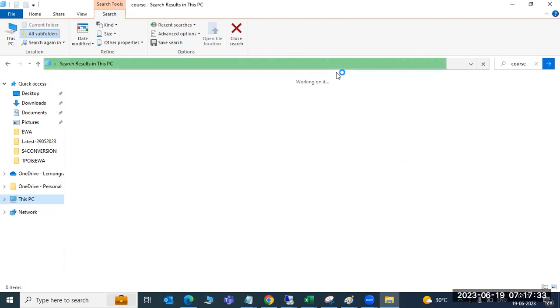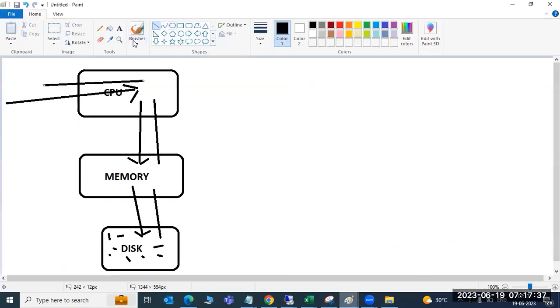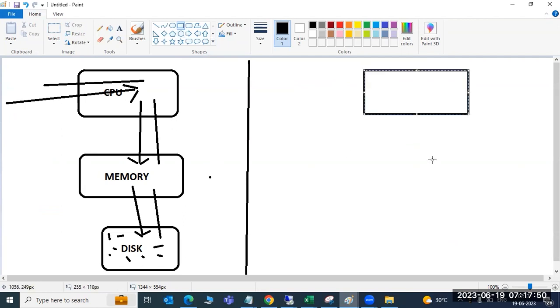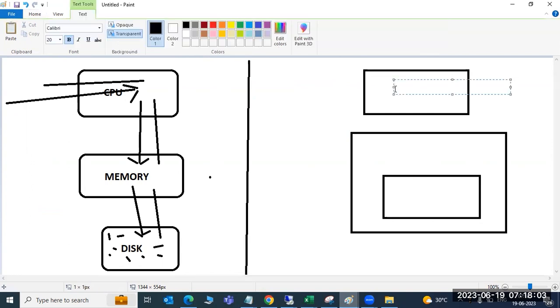Suppose it is searching, right? Now if I talk about the HANA database, let's see what the difference is between the other database functionality and our HANA database functionality. So CPU, right, and memory. In the memory itself, you have the disk. Your data is stored here, in the memory itself.